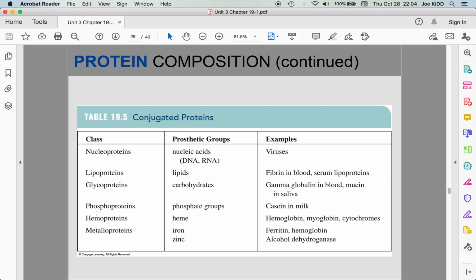And in that case, the heme would be the prosthetic. There are many, many different kinds of prosthetics. Some of them will be, like we said, metals, some will be phosphate groups, some will be lipids. Basically, anytime we have a protein that is conjugated, there's some process going on that's helping regulate, and oftentimes that prosthetic group is part of how it gets regulated.